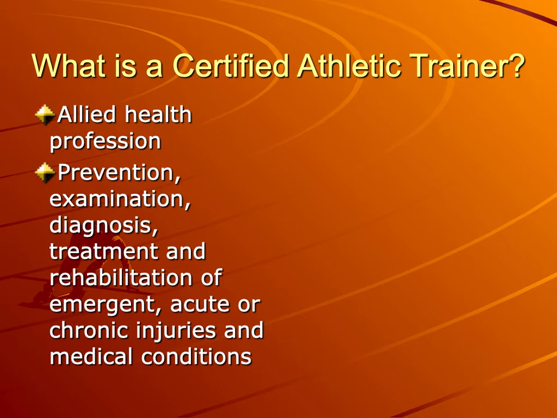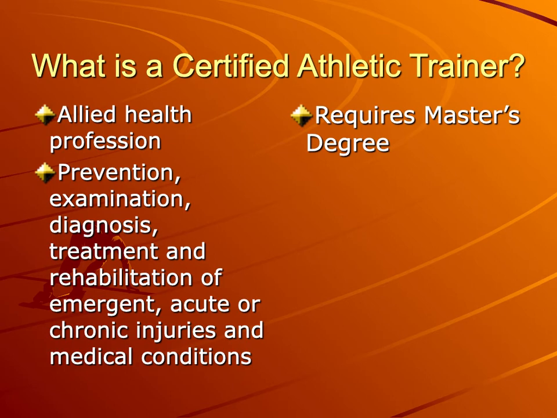We'll learn the difference between acute and chronic injuries and various medical conditions. That's all the different kinds of illnesses and stuff like that. So we're going to talk about most of this stuff in our class together. So to become a certified athletic trainer, it requires a master's degree. This is a change that happened recently. It used to be you could earn a bachelor's degree in an accredited athletic training program, but it now requires a master's degree at what's called a professional accredited athletic training program.